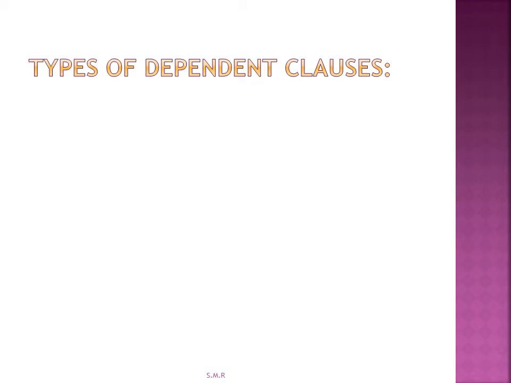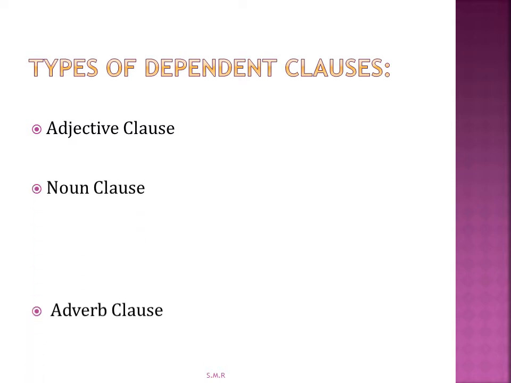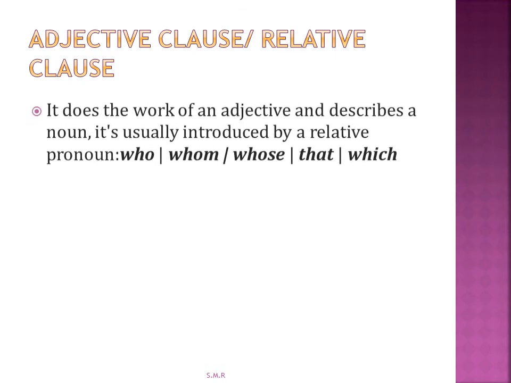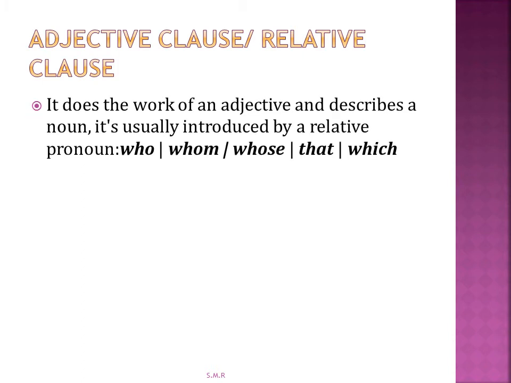Dependent clauses are not all of the same type. There are three different types of dependent clause: adjective clauses, noun clauses, and adverb clauses. Adjective clauses are usually also called relative clauses. It does the work of an adjective and describes a noun. It's usually introduced by a relative pronoun: whom, whose, that, and which. We are going to illustrate them with more examples later on.